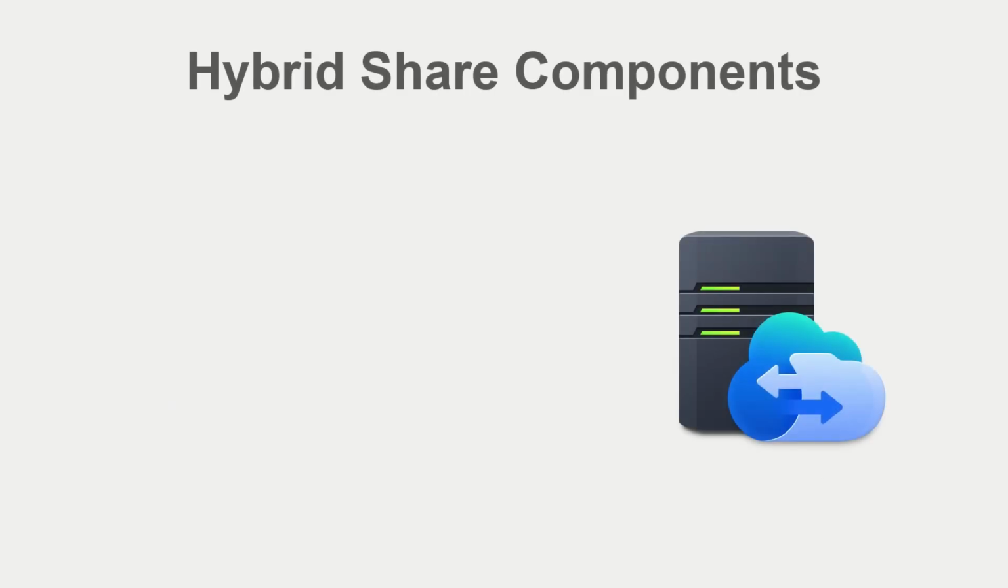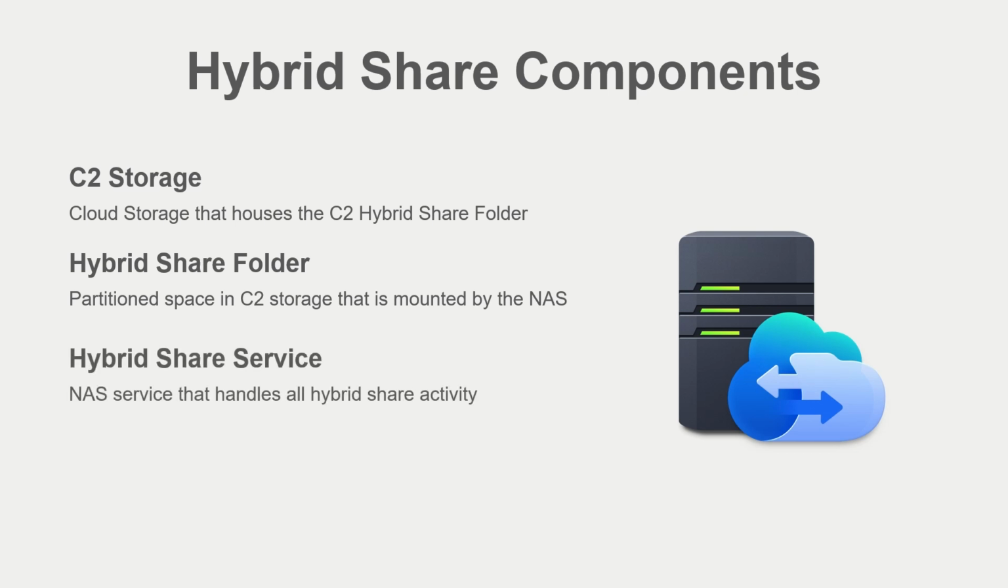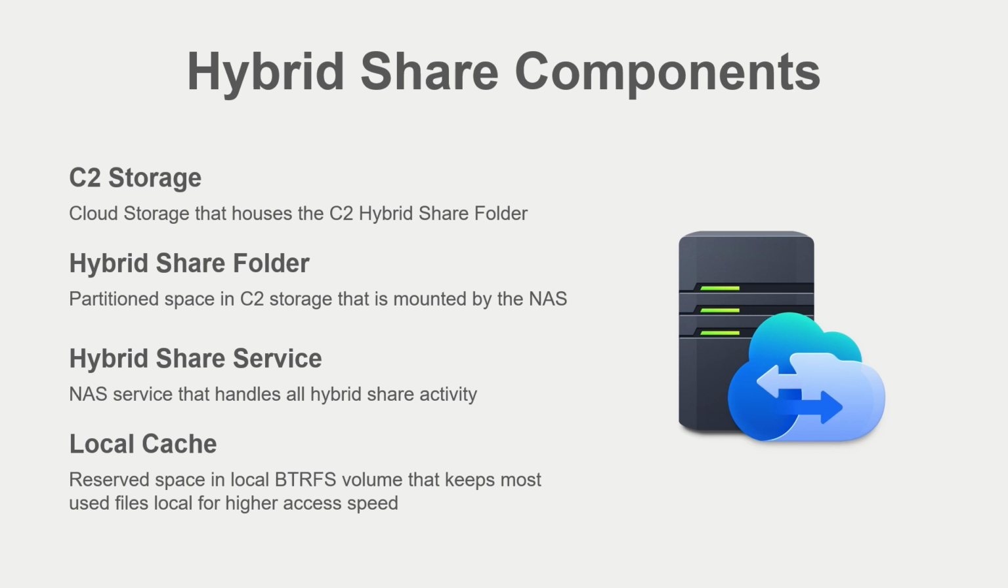So let's talk about the hybrid share components. On one hand, you have C2 storage, and this is the cloud storage, your expandable data lake that actually houses your C2 hybrid share folder. Your hybrid share folder is actually the partition space in C2 storage that is mounted by your Synology NAS whenever you go to mount your hybrid share folder in DSM. Now you have your local components, your hybrid share service. This is the NAS service that handles all the hybrid share activity to and from C2 storage. And then you have your local cache. This is the reserve space in your local BTRFS volume that keeps your most recently accessed files local for higher speed access over your LAN.